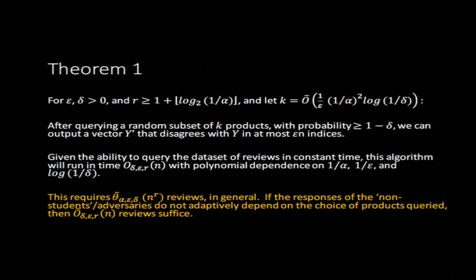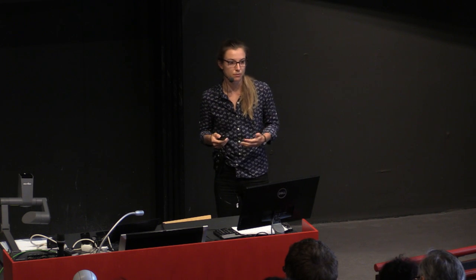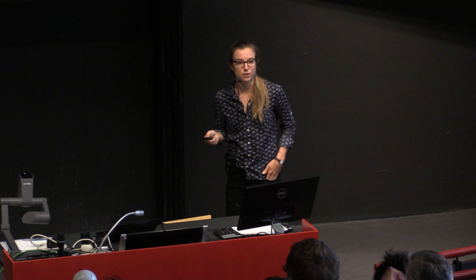So as stated, this is actually going to require reviews on basically all sets of R products. But if we assume that the non-students, the sort of adversaries in the problem, are not able to be adaptive to the k queries that we make, then we can do this with only a linear number of reviews. So basically, if we assume that they can't be adaptive, our results improve a lot.